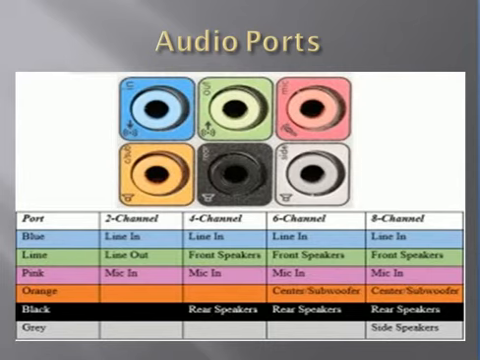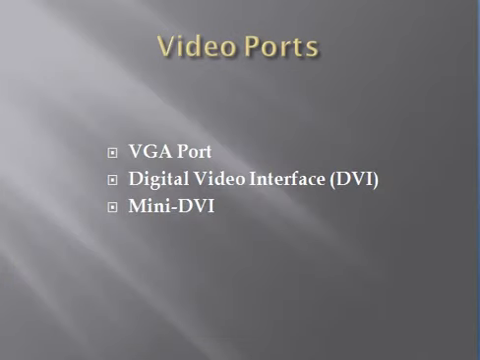Now we learn about video ports. As per computer system, we can divide the video port basically into 3 types. Number 1, VGA port. Number 2, Digital Video Interface or DVI port. Number 3, mini or micro DVI port. Friends, what is a video port and what is the function of a video port? At first we learn about the summary or full description of the VGA port.